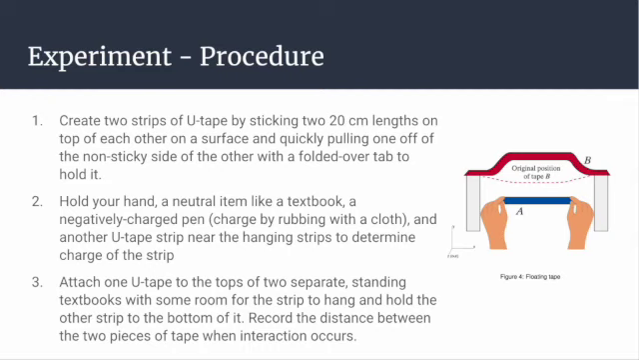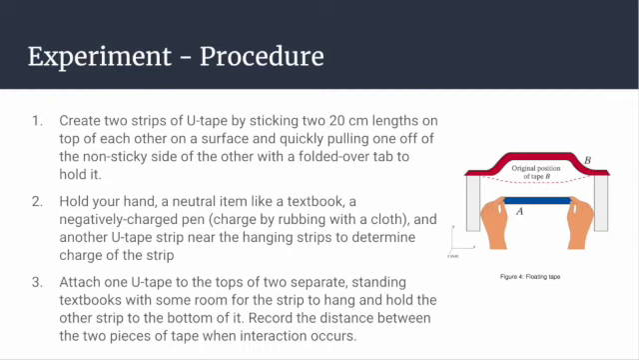I broke down the experiment into 3 steps as far as the procedure goes. The first step was to create the 2 strips of U-tape by sticking 2 20-centimeter lengths of tape on top of each other on a surface, and then quickly pulling one off of the non-sticky side of the other in order to create the charged piece of tape.